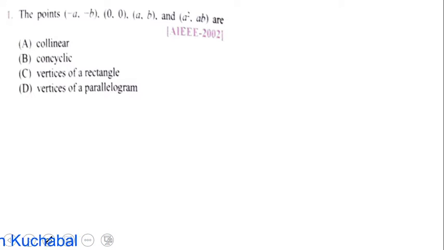The question is: the points (-a, -b), (0, 0), (a, b), (a², ab) are given. Which of the following conditions will be satisfied? We take these points as the vertices of a quadrilateral ABCD, and we have to find out which geometry they represent.